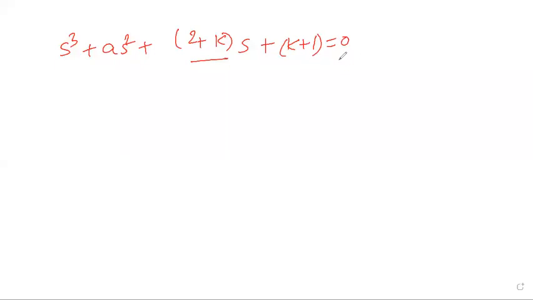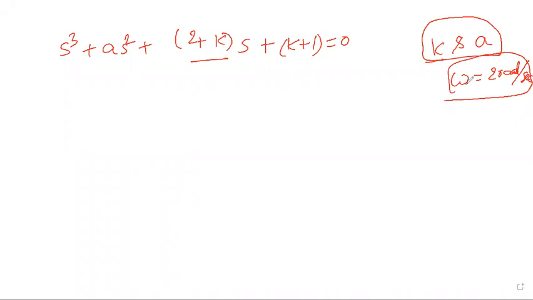So what are the objectives he is asking? First, determine the value of k and a. Find the value of k and a so that the system oscillates at a frequency of 2 radians per second. So here the given data is omega equal to 2 radians per second. Find the value of k and a. So for what value of k and a does the system oscillate with the frequency of 2 radians per second.